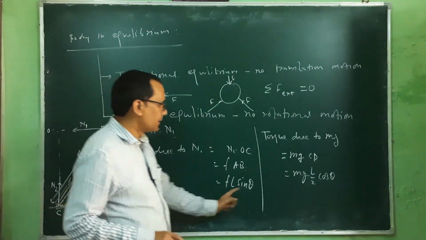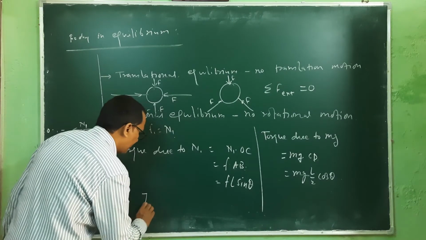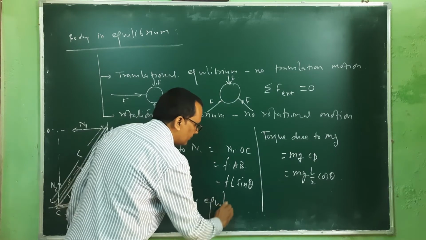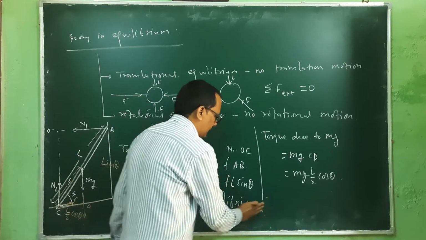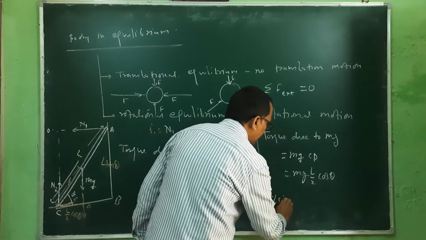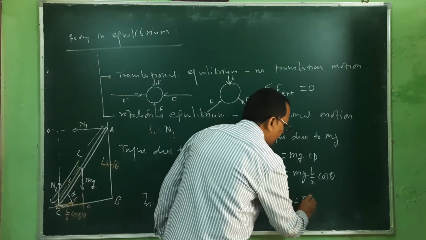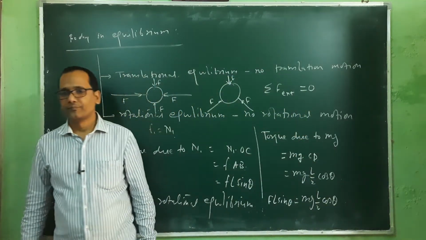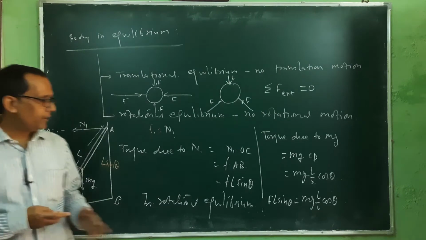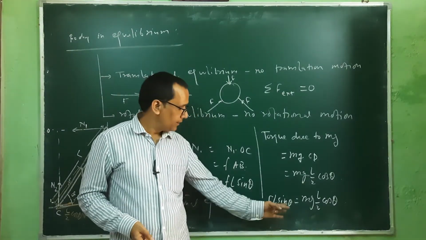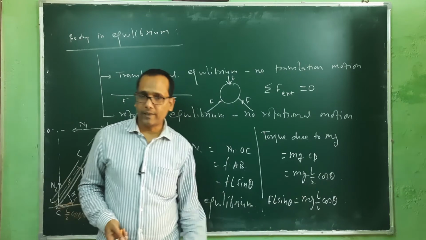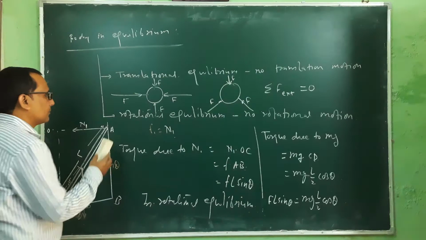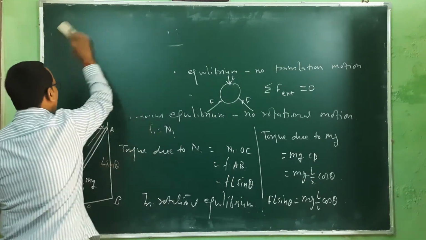So in equilibrium condition, this must be balanced. In rotational equilibrium, F multiplied by L sin theta must be equal to mg L by 2 cos theta. This is the condition. So one can calculate the initial frictional force, in terms of tan theta. Is it clear? So this is the condition for rotational equilibrium.